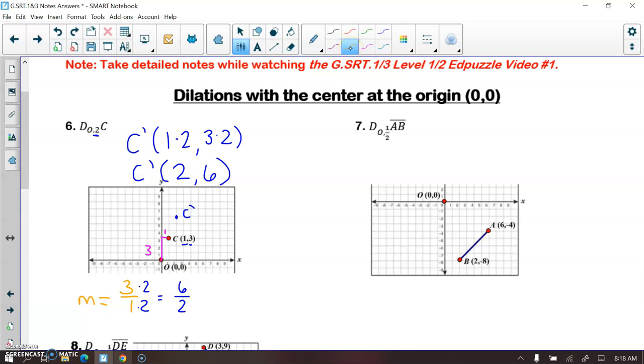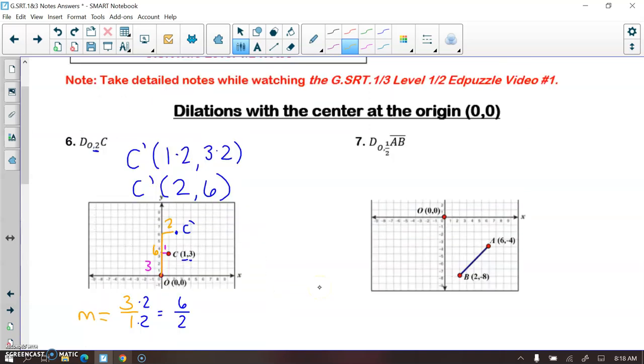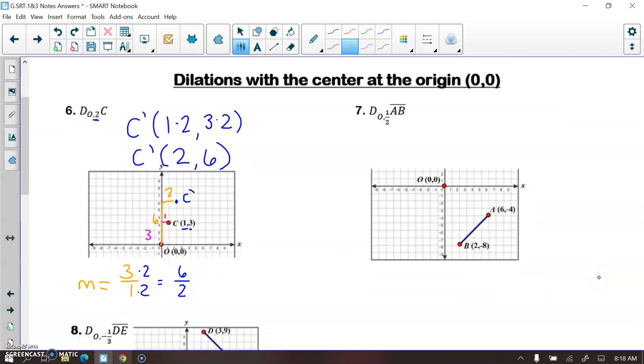And from my center of dilation, I go up 6 and over 2 to get my new point, which is exactly what we ended up with when we took our scale factor and multiplied it by C to get C prime. All right, so we'll be doing more of this in the next video, but since all of these are from the origin, let's just continue taking our x and y value of each point and multiplying it by the scale factor.